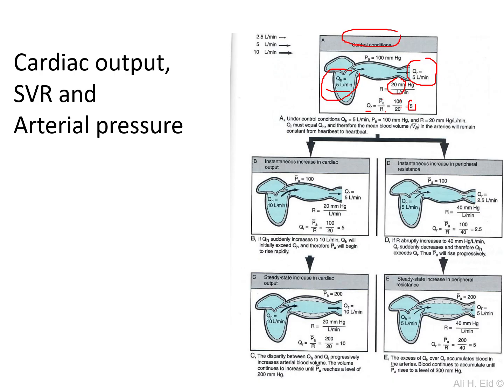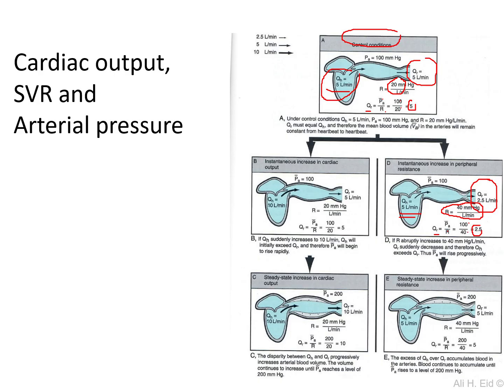Let's assume that the resistance suddenly and dramatically increases to 40. At this point, QR is going to be P divided by R, that's 100 divided by 40, which is 2.5. Remember, the cardiac output here is 5 liters per minute. So we're pushing 5 liters per minute into the vessel, but we're only letting 2.5 liters per minute leave. What would happen to the remaining 2.5?